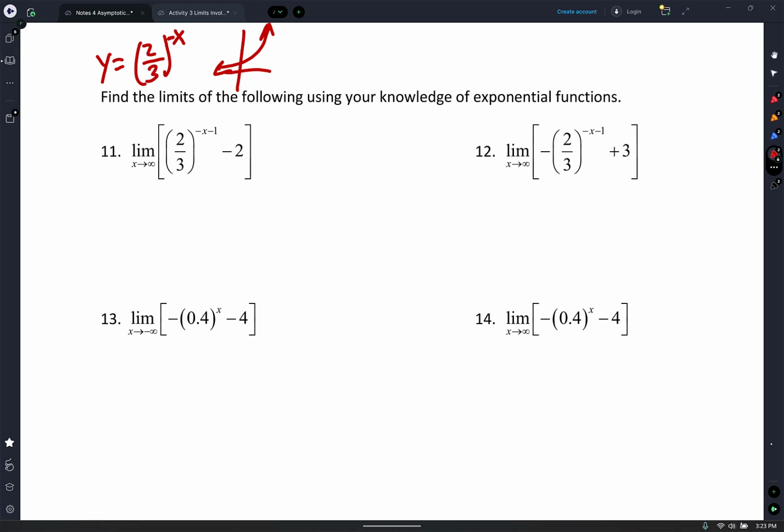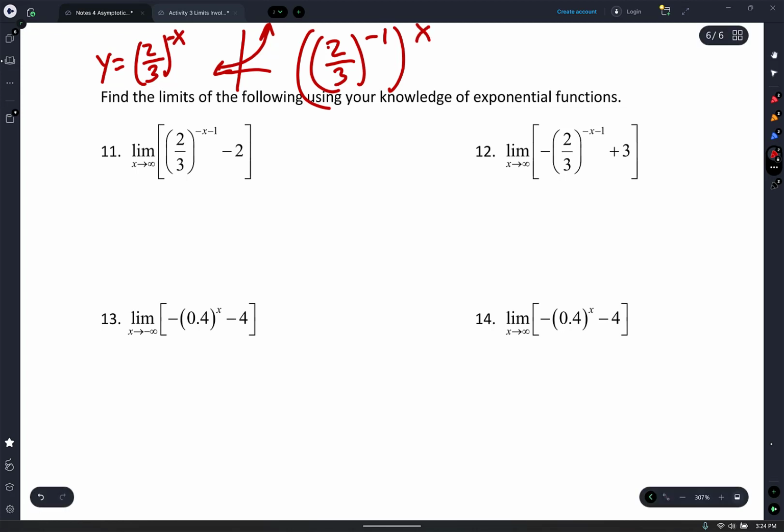Yes or no? Because remember, that negative x is really like saying 2/3 to the negative 1 raised to the power x, which is really like 3/2 to the power x. Did I say that too fast? Okay. 2/3 to the negative 1 to the power x. Well, look, 2/3 to the negative 1, that's going to be 3/2 to the power x.